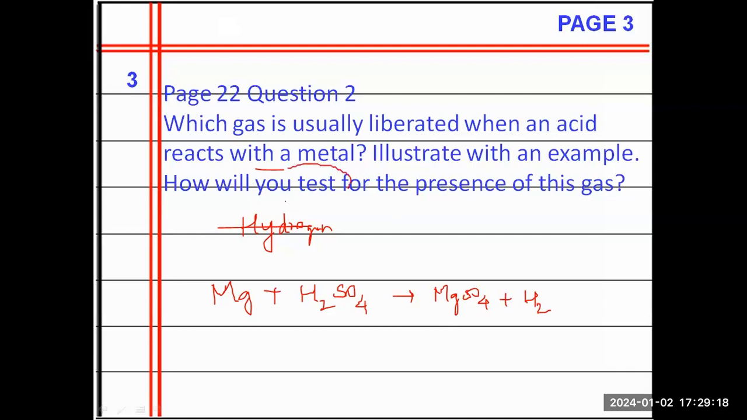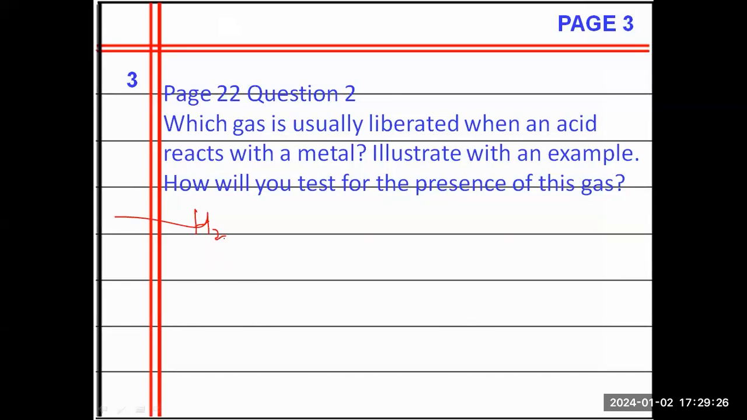And how will you test the presence of the gas? Now, children, this is the reaction where hydrogen gas is produced, but there are certain other reactions where carbon dioxide gas is produced.